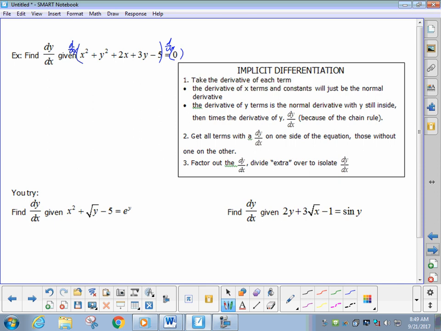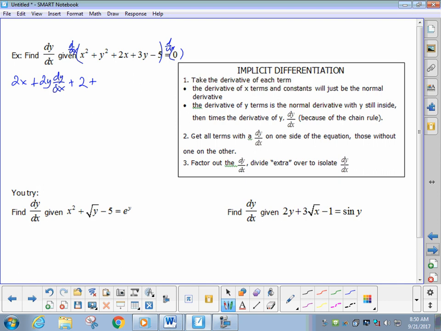Because it's a sum, I can go term by term. What's the derivative of x squared? 2x. Now I suppose you could say dx when I take the derivative of the variable, but again, that's just 1. Plus, what's the derivative of y squared? 2y dy/dx. Okay. Use the chain rule. The derivative of the inside is the derivative of y with respect to x. That's 2y dy/dx. What's the derivative of 2x? 2, and the derivative of 3y.